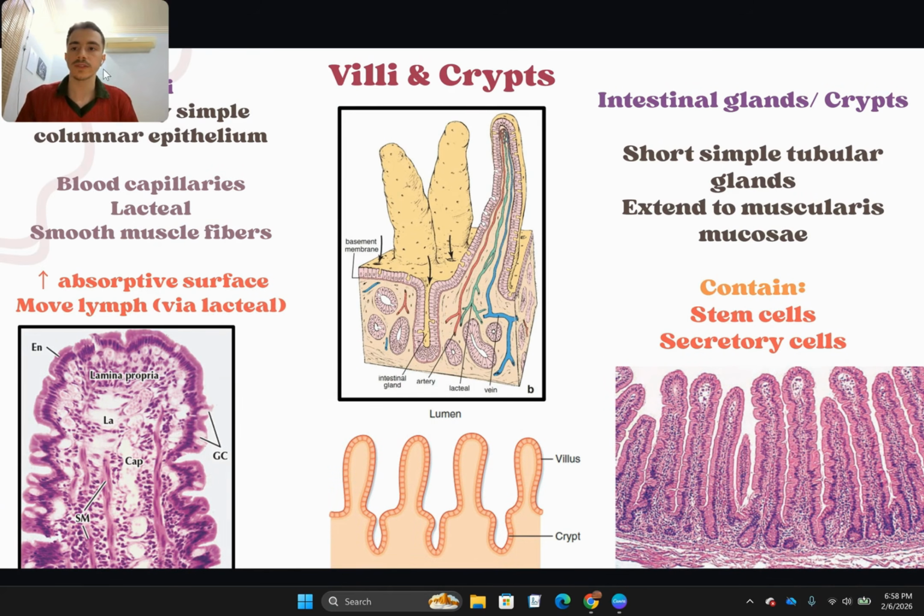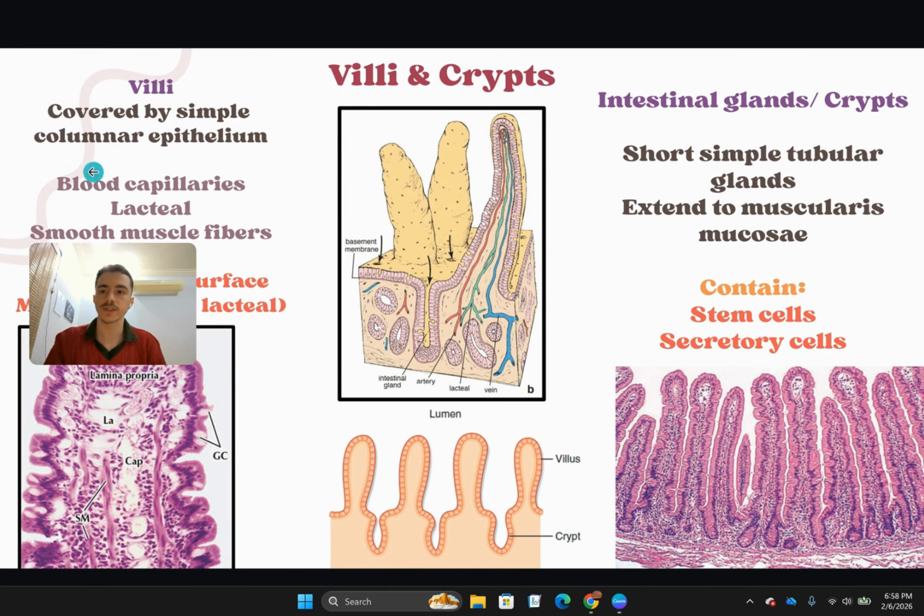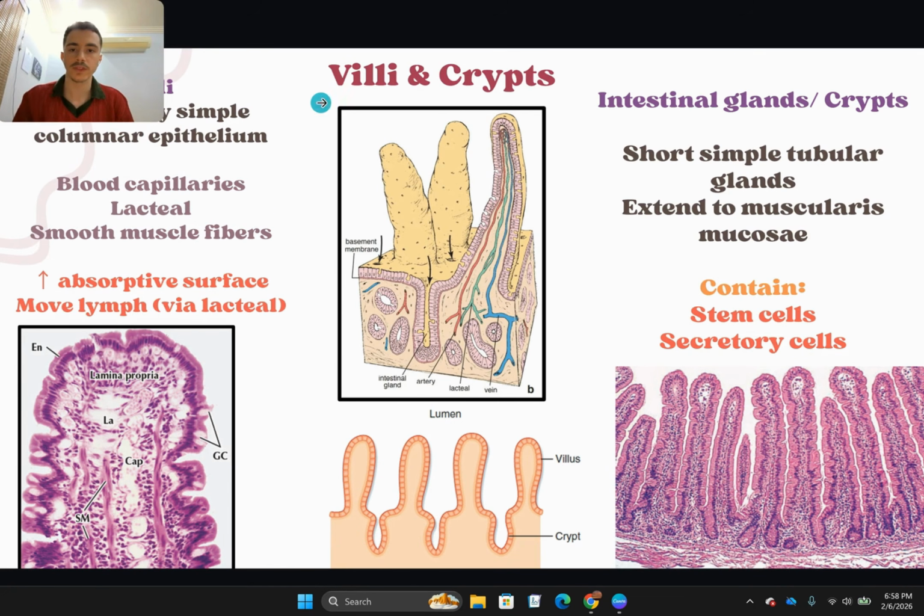Okay, villi and crypts. The villi are covered, as you can see here, by simple columnar epithelium. This one, they are going like a tube going up. تمام. This contains, as you can see here, the red one, which is blood capillaries, artery or vein, and the lacteal, also smooth muscle fibers. The function of it is to increase the absorptive surface and move the lymph via the lacteal. تمام. So they increase the absorption.